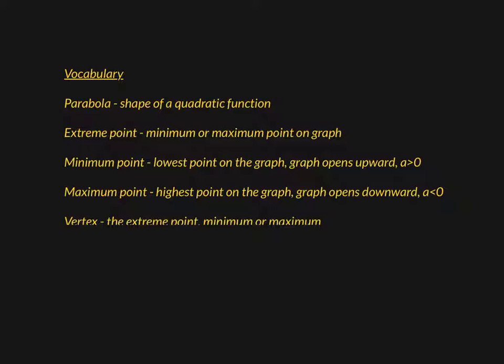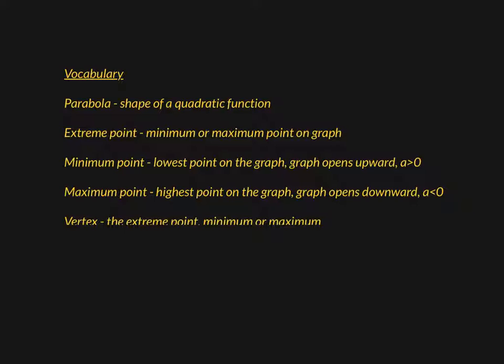Alright, some quick vocabulary for quadratic functions. Again, this is stuff that you've probably seen before. We have a parabola. That's the shape of a quadratic function. It's that U-shaped function. The extreme point is where we have our minimum or our maximum point on our graph. The minimum point is going to be the lowest point on the graph. It's going to be a graph that opens upward.